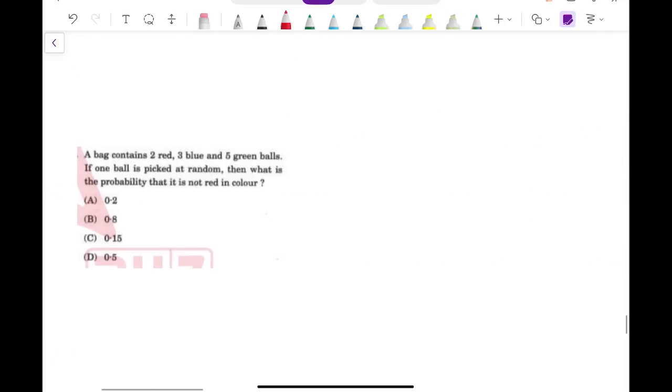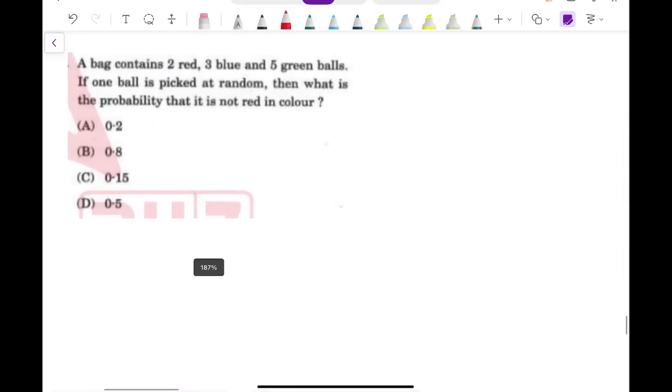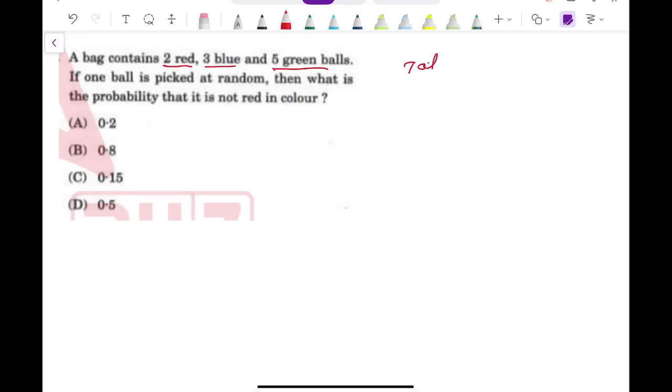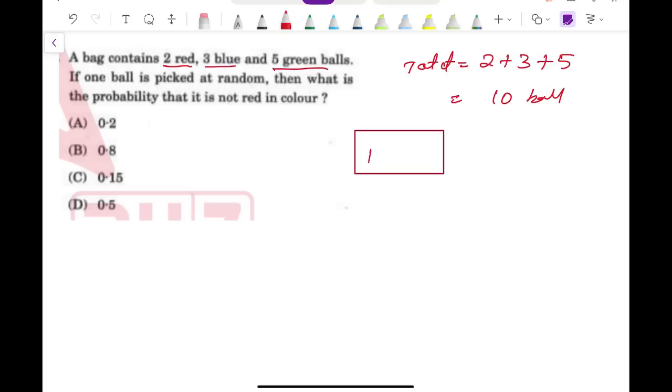Let us do this one. A pack contains 2 red, 3 blue, and 5 green. So there is a total of how much? Let's find the total number of balls. There is 2 red, there is 3 blue, and there is 5 green. So which means there are 10 balls in a pack. In this pack there are 10 balls, which consist of 2 red, 3 blue, and 5 green.